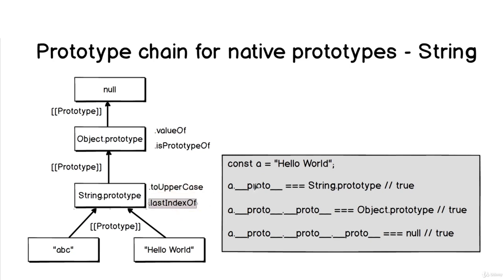And if you check the prototype of variable a, it will be equal to String.prototype. And of course, the prototype of String.prototype is again Object.prototype. And same as before, the prototype of Object.prototype is null. Okay, let's now try this in action.